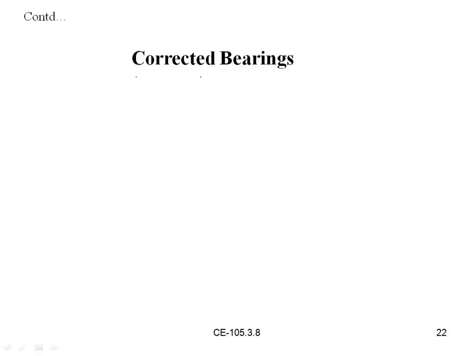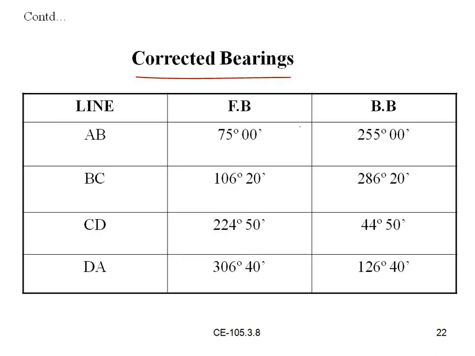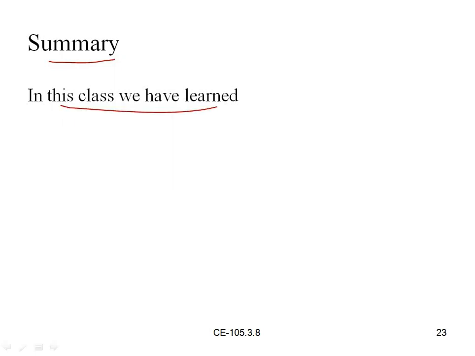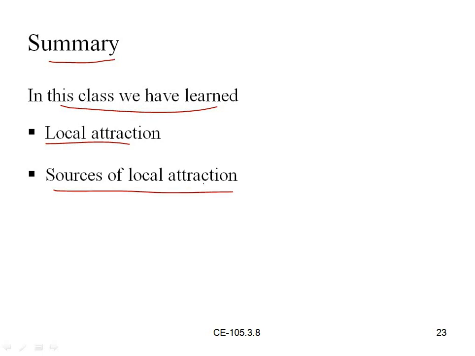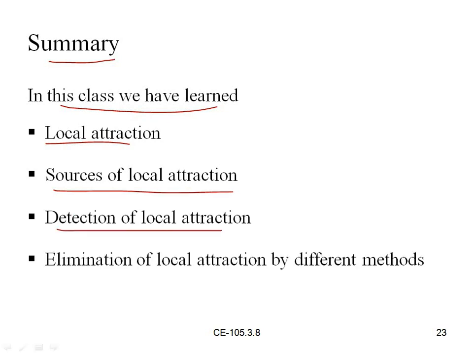Finally, these are the corrected bearings: AB forward bearing and back bearings. So in summary, in this class we have learned about local attraction, sources of local attraction, detection of local attraction, and elimination of local attraction by different methods. In this way we have to calculate the local attraction problems.